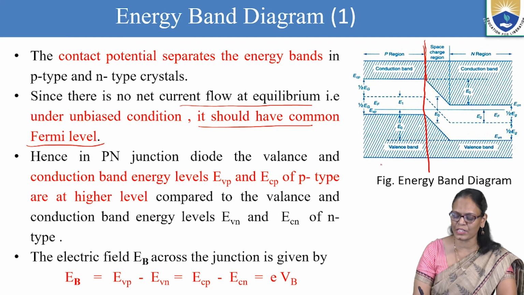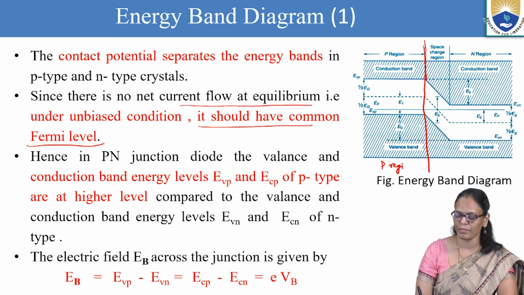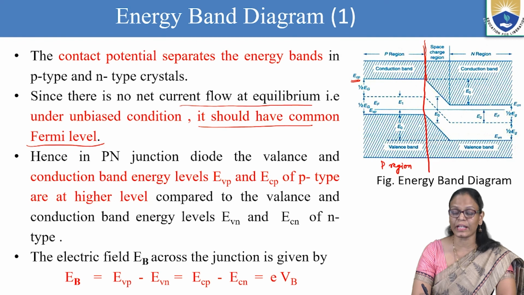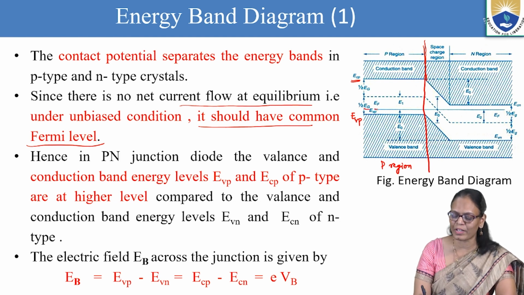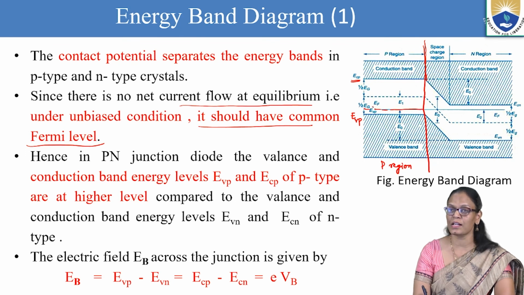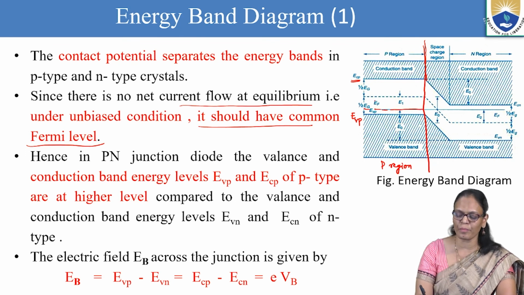So this is the p region. This is the valence band and this is the conduction band. ECP denotes the lowest level in the conduction band in p region, so we are calling it ECP. And in the same way, EVP denotes the highest level in the valence band in p region. And this is the Fermi level. As discussed, in p region, the Fermi level is shifting towards the valence band. So this is the Fermi level.